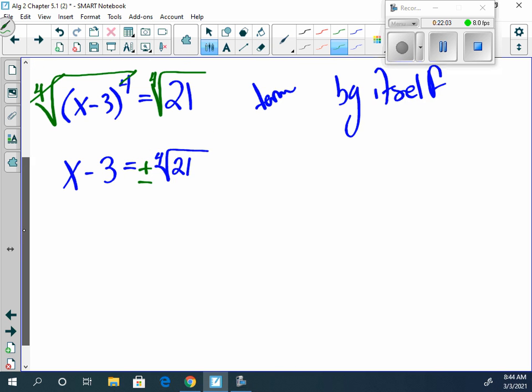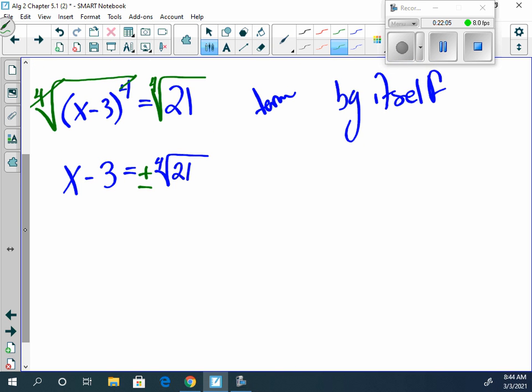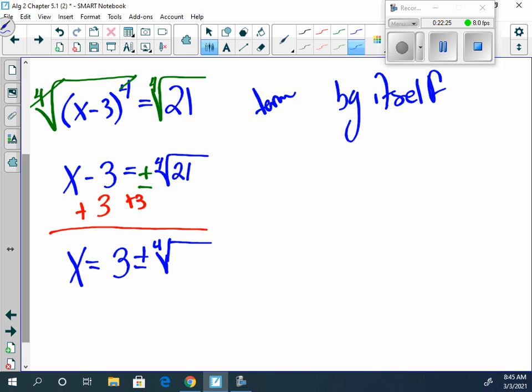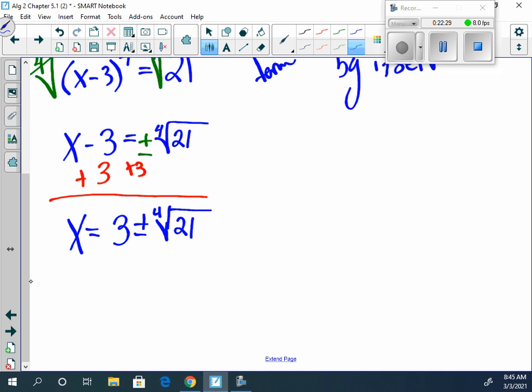Well, that takes us through steps 1 and 2. Step 3 is what? Solve. Okay, well, we didn't have to do it on the first one, but we will have to solve here. Now we can add 3 to both sides. And we would get x is equal to 3 plus or minus the fourth root of 21.